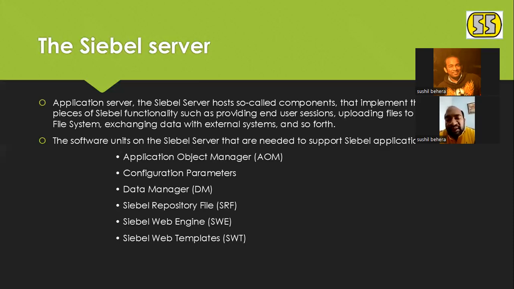Now, the application object manager will process our request, work out what the user is supposed to see, and respond back with what the user needs to see. Okay. Now, we'll take an example of how the application object manager actually does this. We'll understand all these components one after another.